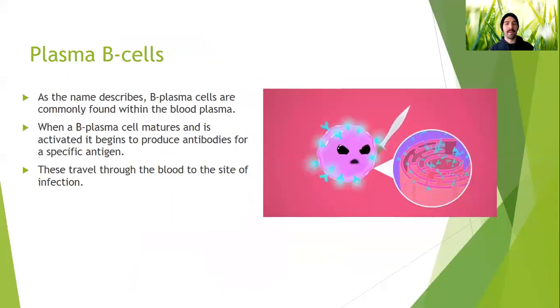Okay, we know that B plasma cells are the ones now that release antibodies, and you can see here is an example of a B plasma cell releasing antibodies, and they travel through the bloodstream to the site of the infection and aid in destruction of the pathogen. We'll get to what antibodies specifically do in a later video, but basically B plasma cells are really, really important for that antibody production.